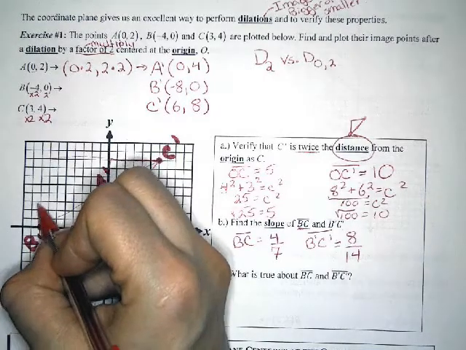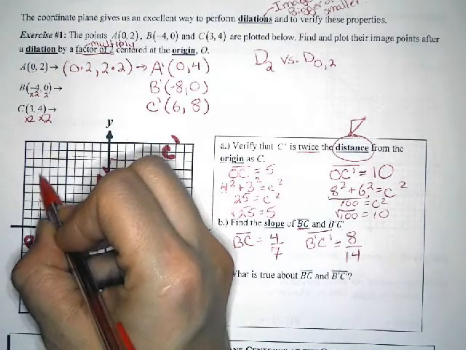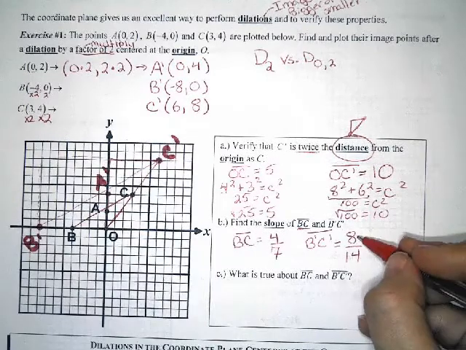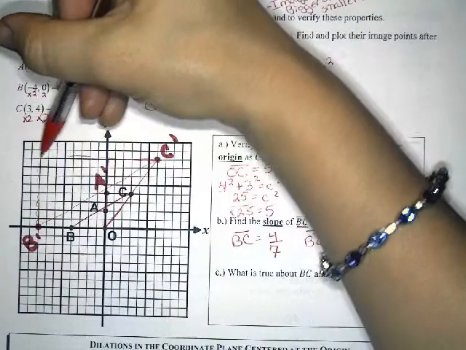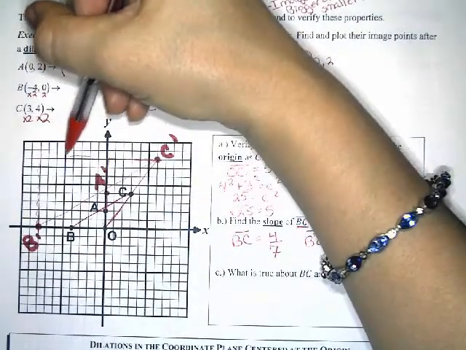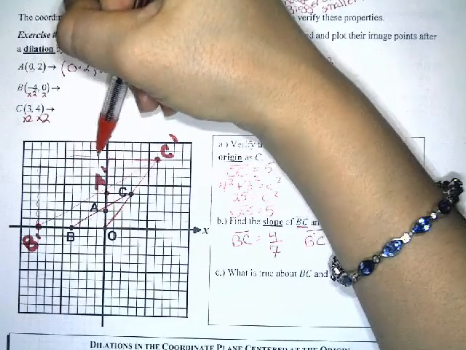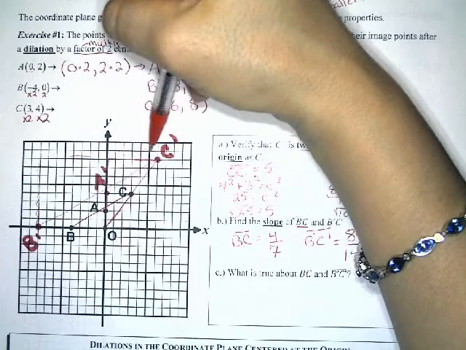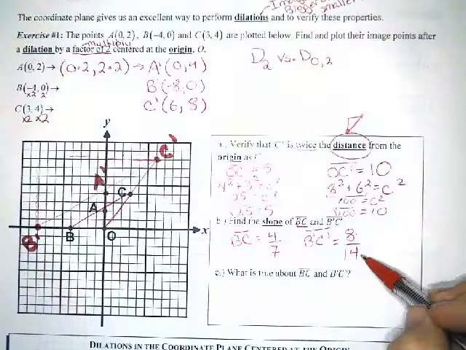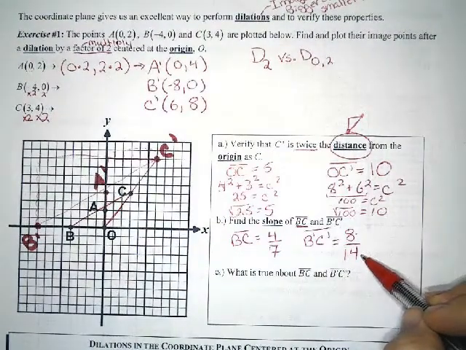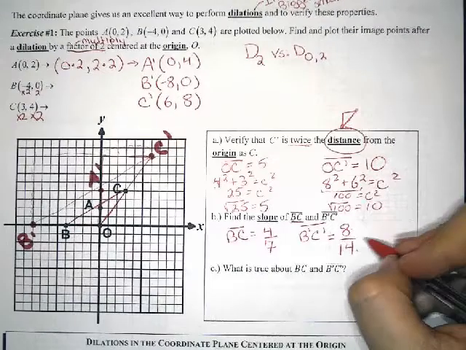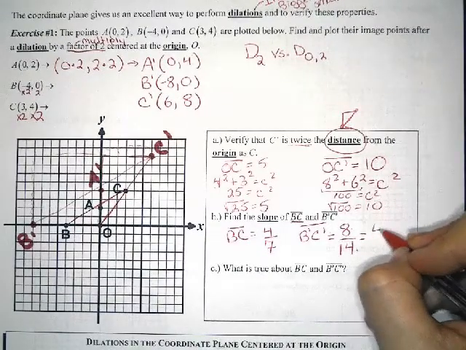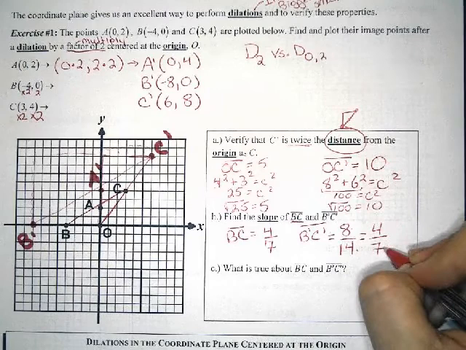1, 2, 3, 4, 5, 6, 7, 8. Yep. Now I'm going to calculate the run. 1, 2, 3, 4, 5, 6, 7, 8, 9, 10, 11, 12, 13, 14. Yep. Okay. But I do want you to notice that that can reduce to 4 over 7.